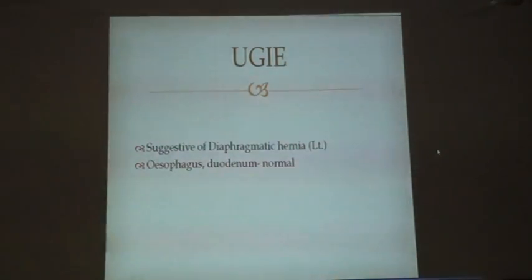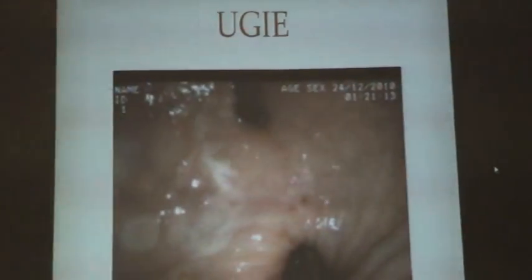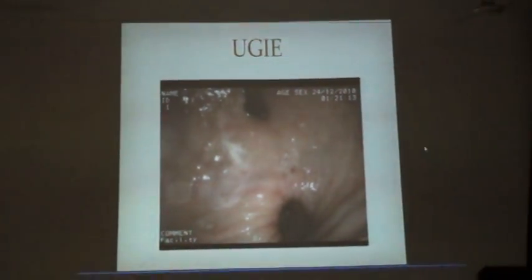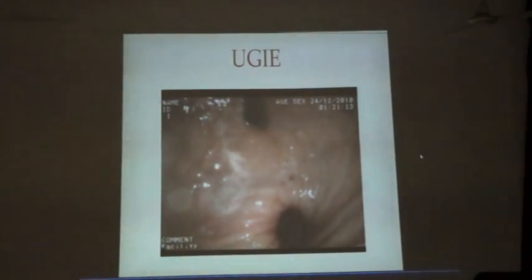An upper GI endoscopy was done, which was suggestive of diaphragmatic hernia on the left side. Esophagus and duodenum were found to be normal. This is an upper GI endoscopy picture, which shows two rays, one for the gastroesophageal junction and the other for the diaphragmatic hernia.